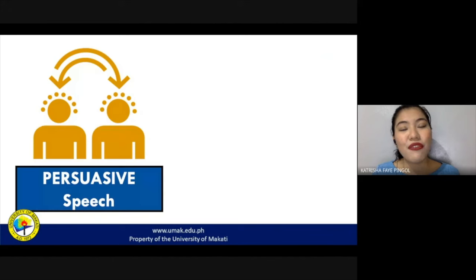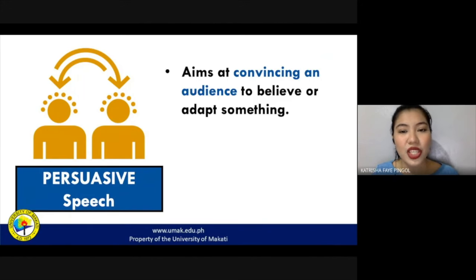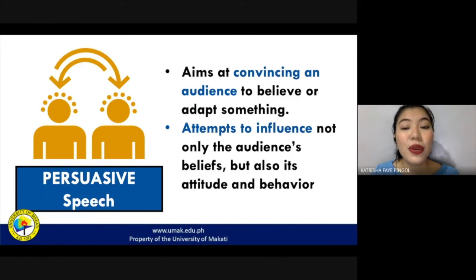Another type of speech according to purpose is what we refer to as persuasive speech. It aims at convincing an audience to believe or adapt to something. Okay, it attempts to influence not only the audience's beliefs but also its attitudes and behavior. If a while ago you were simply changing their stand, their position on a particular issue or topic, in persuasive speeches, they are now expected to act upon that information. So there's an immediate effect on them.